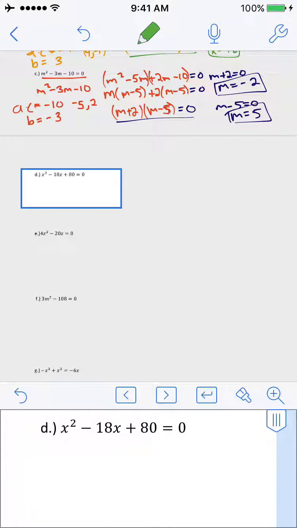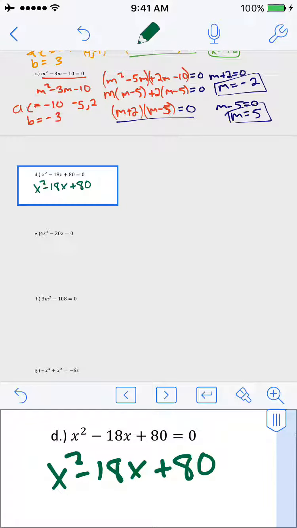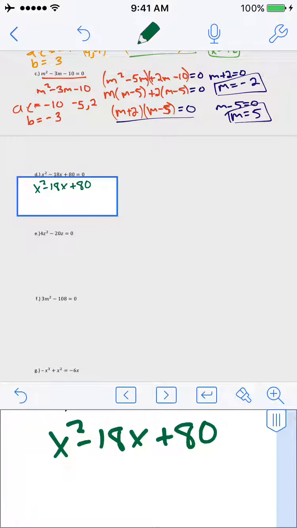All right, let's do another one. Let's keep going. Let's use a different color. Let's use darker. Alrighty, I've got x squared minus 18x plus 80 is equal to 0. So I will factor x squared minus 18x plus 80. Okay, that's the only part I'm looking at right now, solving by factoring.